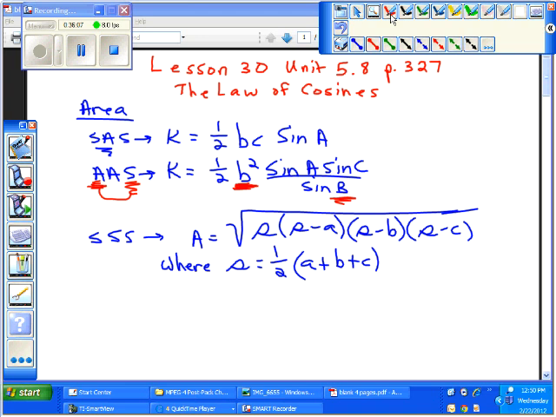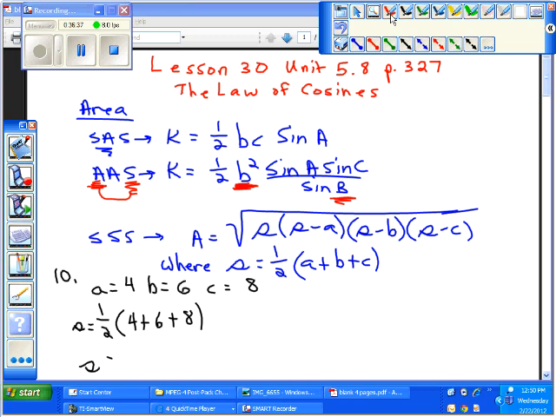And the example that we have first is number 10, which says little a is equal to 4 and little b is equal to 6 and little c is equal to 8. So the first thing we would need to do is find the semi-perimeter. The semi-perimeter is half the perimeter, which is half the sum of the sides. 4 plus 6 is 10 plus 8 is 18. Half of that's 9, so we calculate that the semi-perimeter is 9. So we find S first, the semi-perimeter.